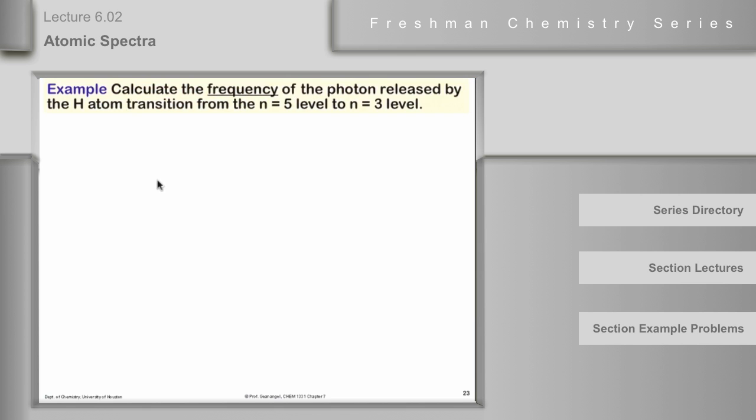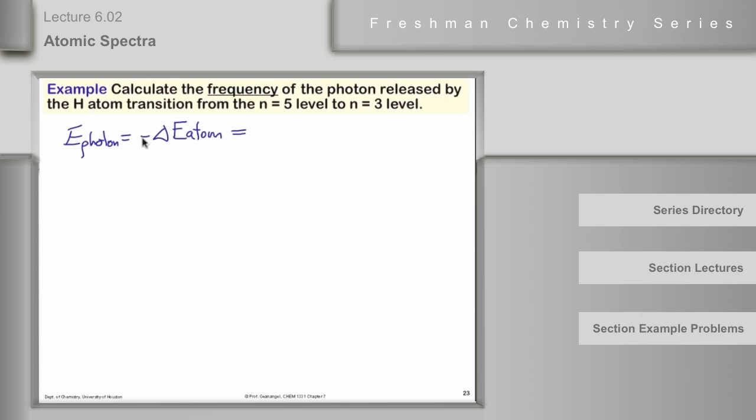So, here's the next one. Calculate the frequency of the photon released when the hydrogen atom transition from n is equal to 5 level to n is equal to 3 level occurs. Well, that's the same transition we just looked at, right? Very same one. So, we'll write down E of the photon is equal to minus delta E of the atom. Remember, this is sort of like heat lost equals minus heat gain. Same kind of thing, really.